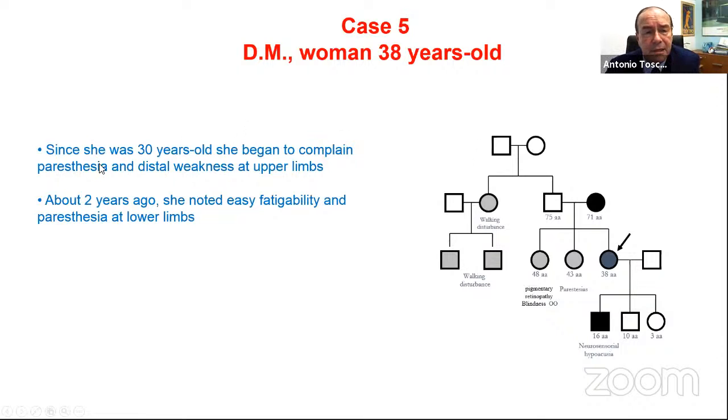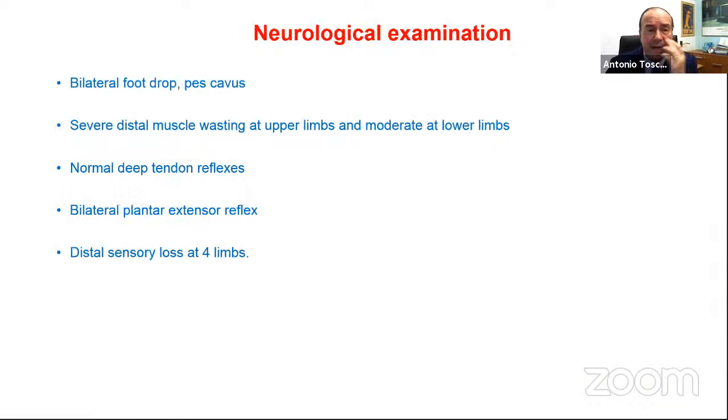And here, just an example: a 30-year-old woman who started to complain of paresthesia and distal weakness at the upper limbs. This is the problem. Two years later, she complained of easy fatigability and paresthesia at the lower limbs. When examined, she had a bilateral foot drop, pes cavus, and severe distal muscle wasting at the upper limbs, whereas it was moderate at the lower limbs, and normal deep tendon reflexes, but distal sensory loss in all four limbs.